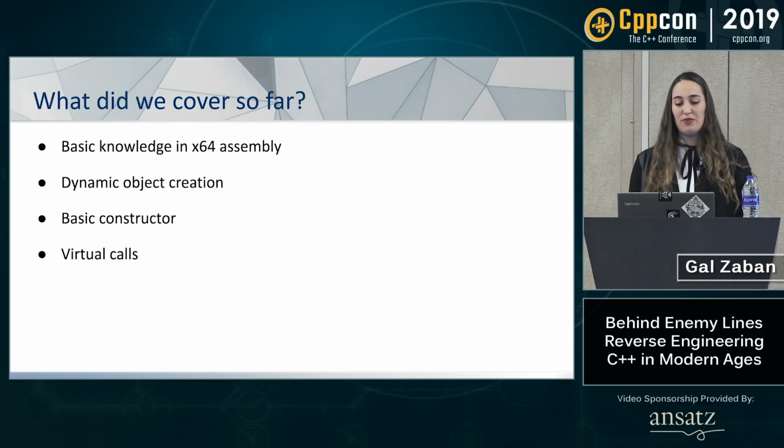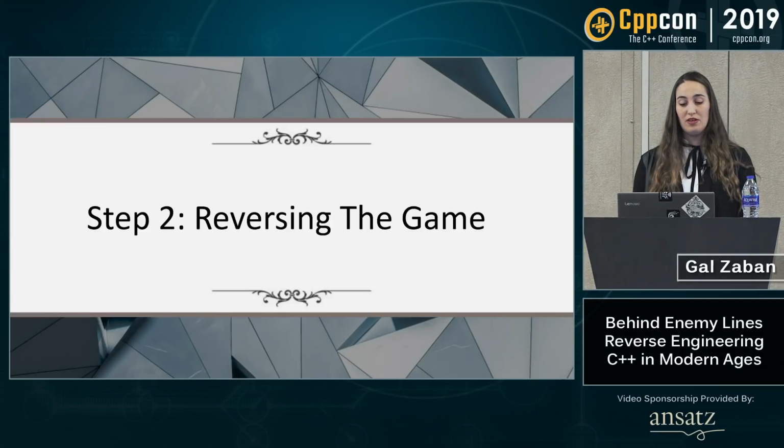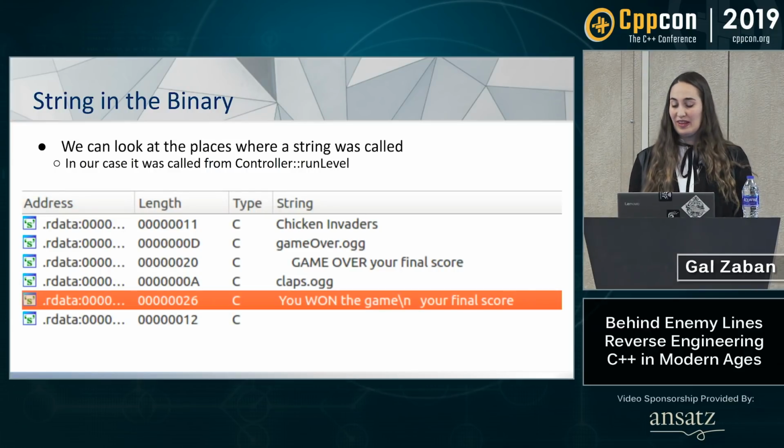Okay. So we covered so far basic knowledge in assembly, the dynamic object creation, the basic constructors, and also the virtual calls. After we know all of that, we can go into the reversing of the game. So, strings in the binary.